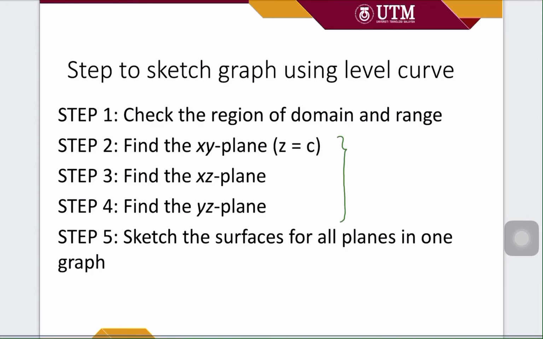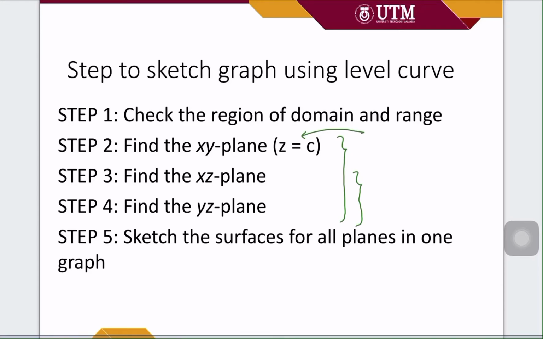Okay, and then we need to find all the traces here. Of course we need to find the y plane, but we need to determine the value of z here. For the previous examples, the xz plane and yz plane, we need to determine based on the value from the equation.